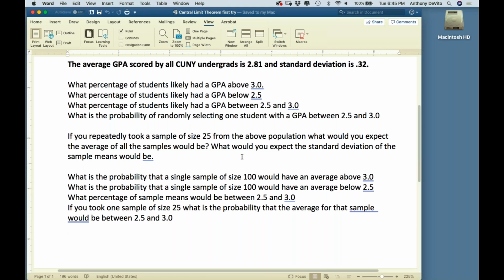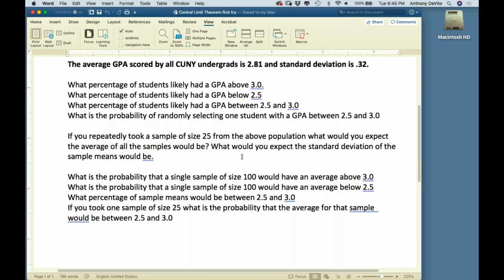Well, I'm assuming to start out with that this is a normal distribution. In other words, it isn't skewed in one direction or the other significantly, and there aren't a lot of students with really low grades or a lot of students with really high grades. It's pretty much normally distributed. Most people are close to this mean. Okay, so how would I figure that out?